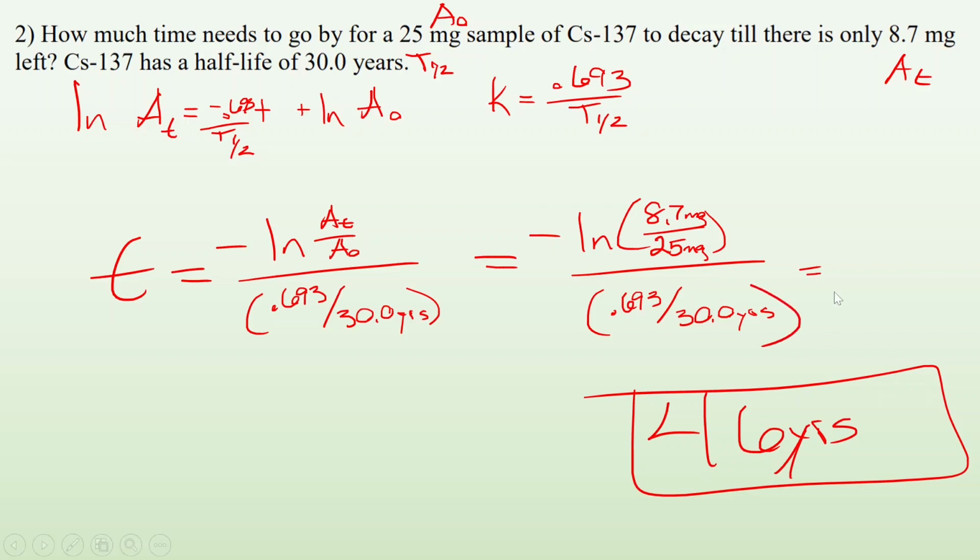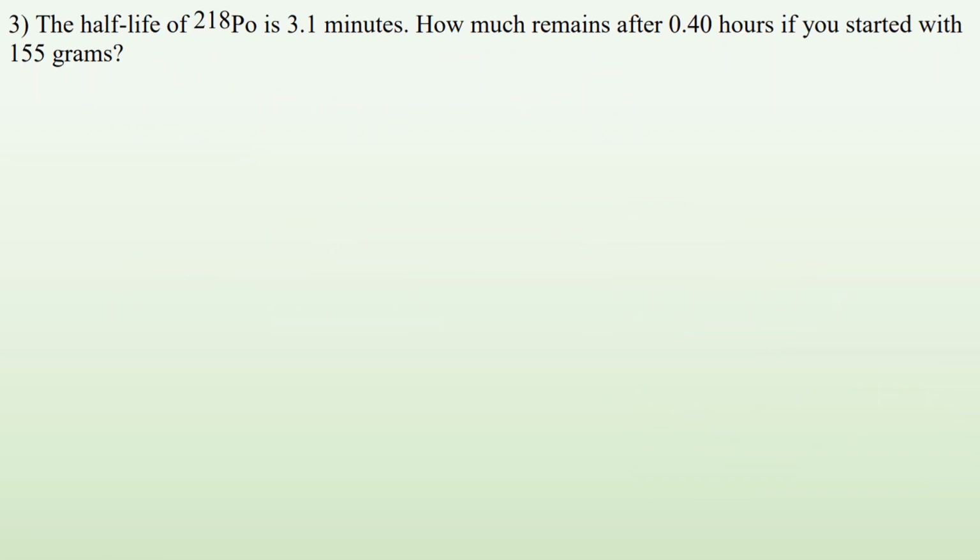All right, so yeah, just a little algebra. Number three, the half-life of PO218 is 3.1 minutes. How much remains after 0.4 hours if you started with that many grams? All right, so let's figure this out. So this is the half-life. This is my time, but watch the issue here. The half-life they gave me in minutes and the time they gave me is in hours. The grams is my A0, and they want to know, what is the amount at some time?